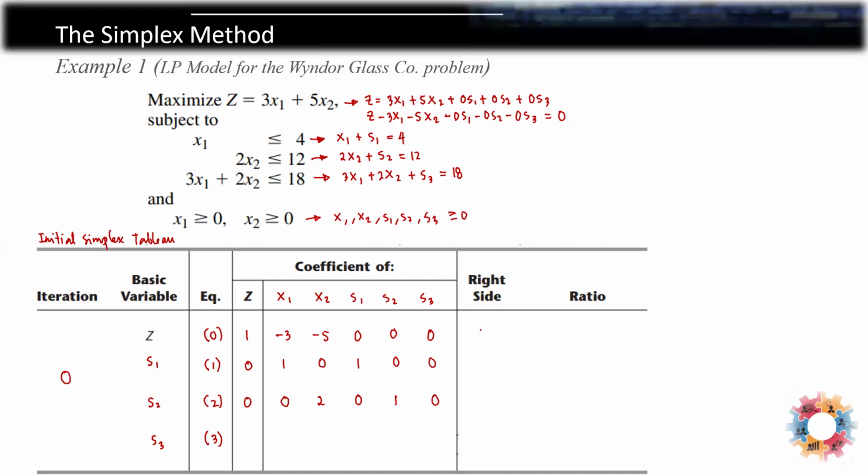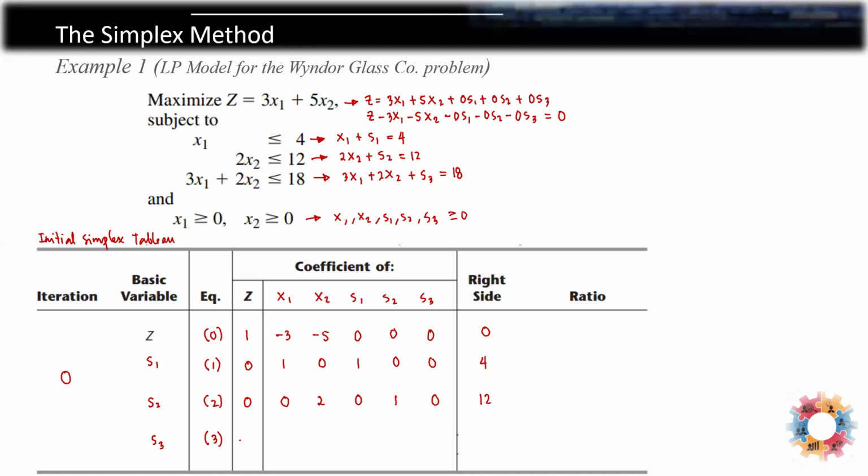By the way, on the right side, we indicate the constant, no? Corresponding to the first equation, which is your objective function, on the right side you have 0. Second equation, your first functional constraint, the constant is 4. And then the second, you have 12, right?